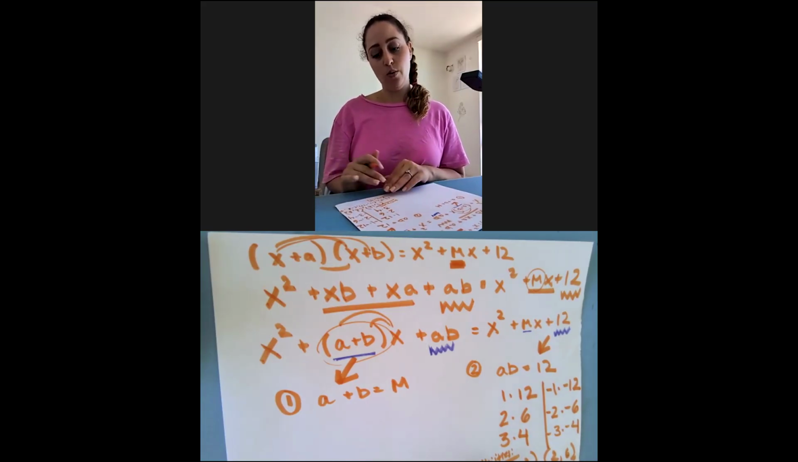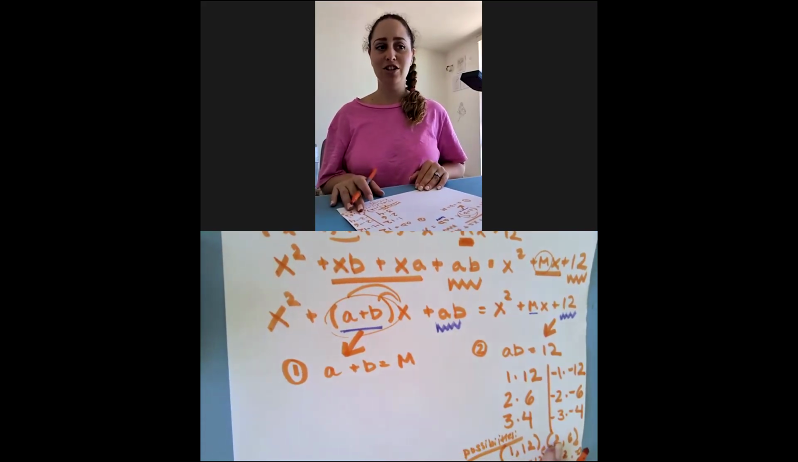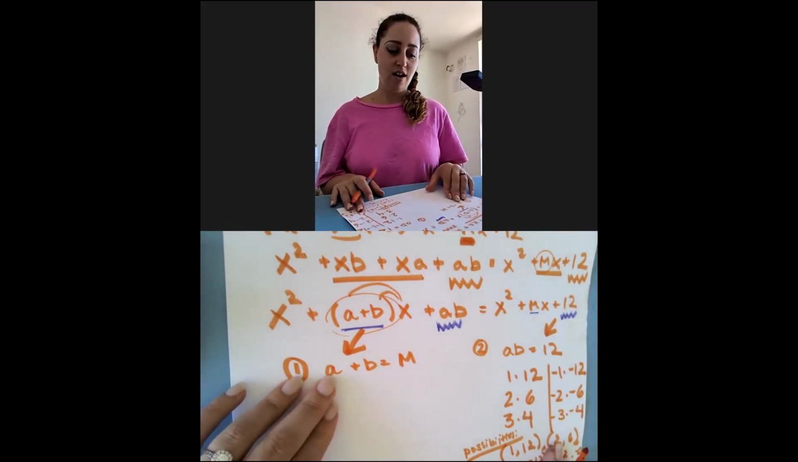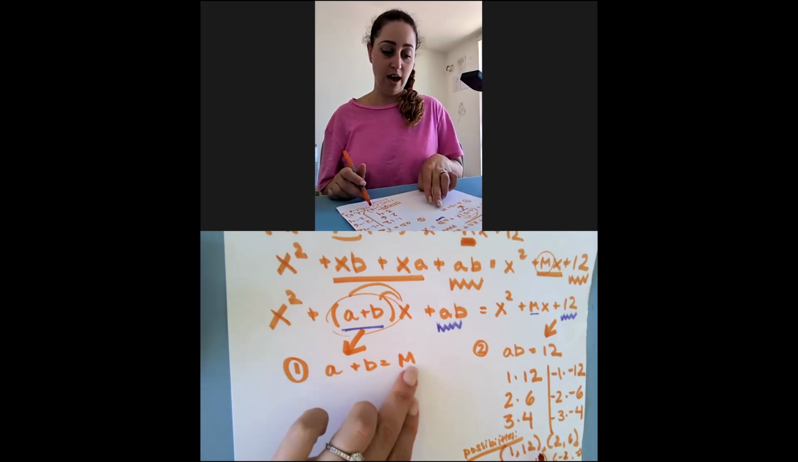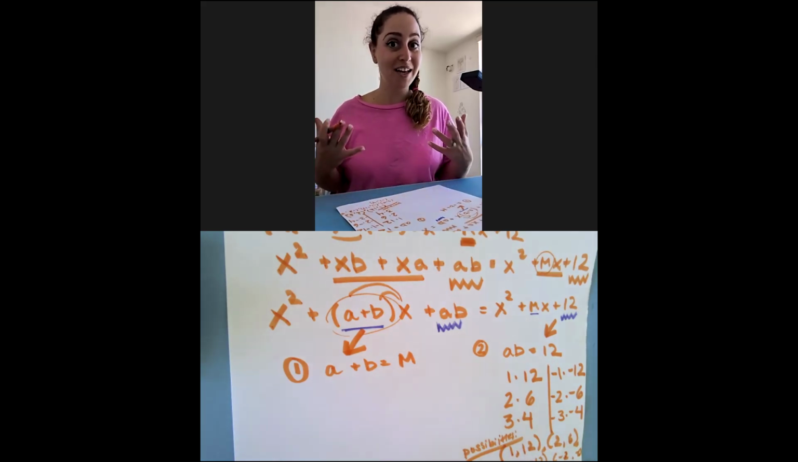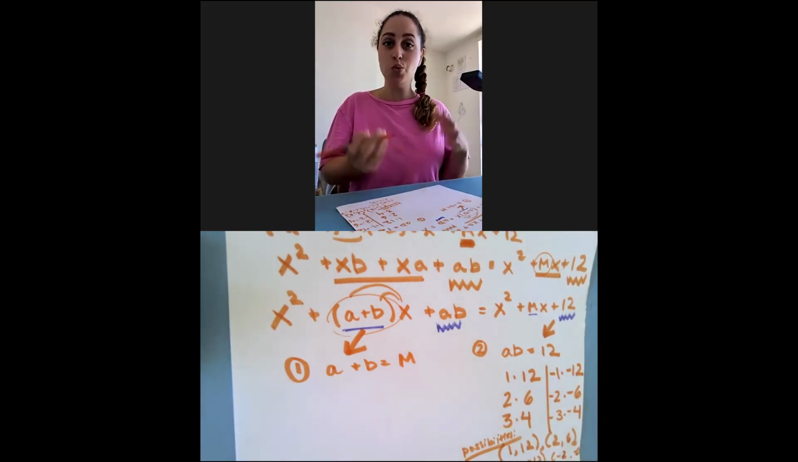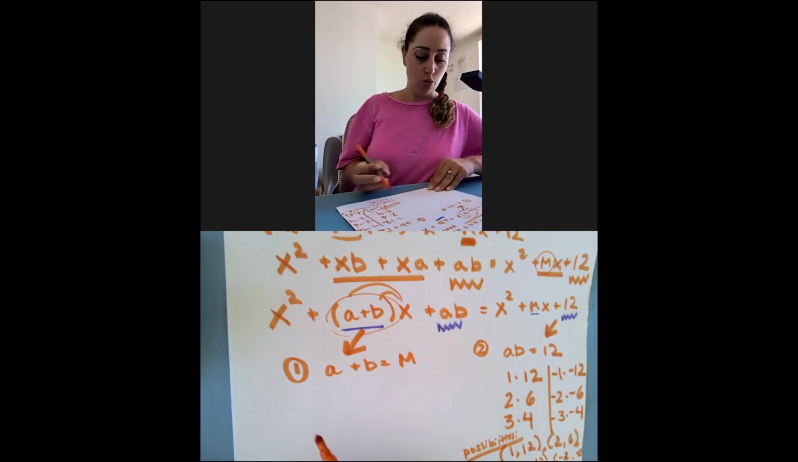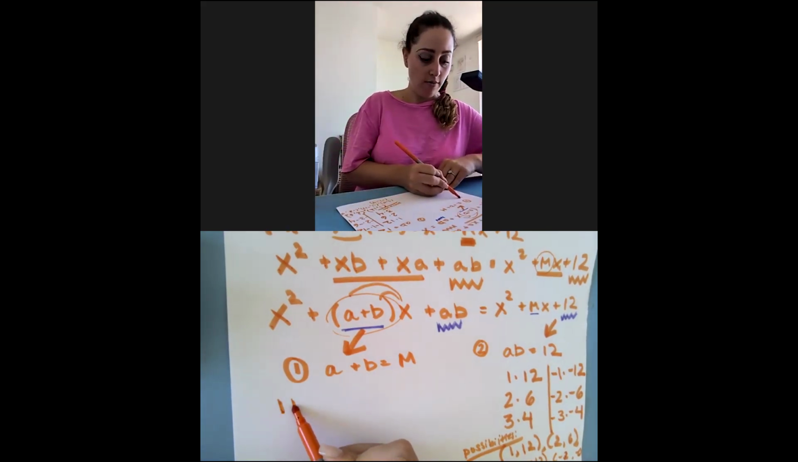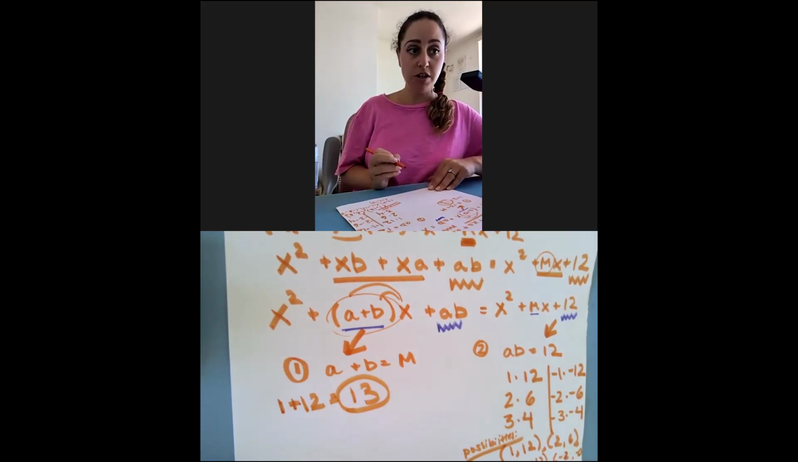Great. Now we have to take what we know from here and put it into this equation and make sure that it makes sense. If this is A and B, will it add up to be M? Well, we don't know what M is, so we're again stuck here. We just have to claim that whatever we get is what M could be. So let's do it. Our first one, 1 and 12. 1 plus 12 equals 13. Yeah, M could be 13.